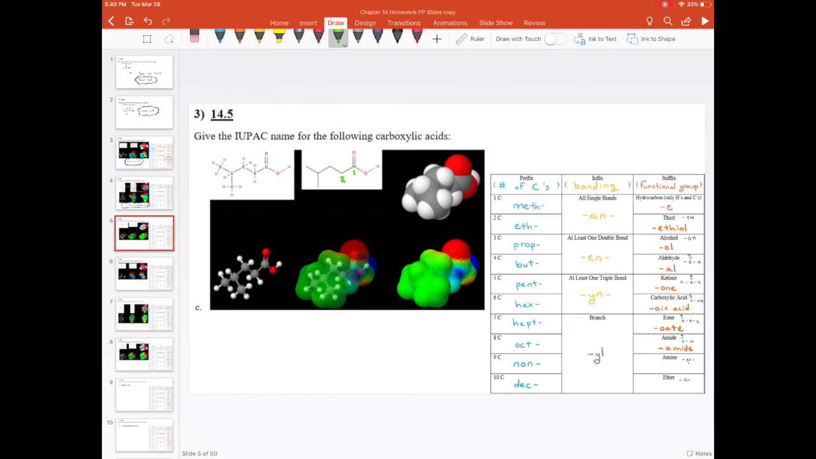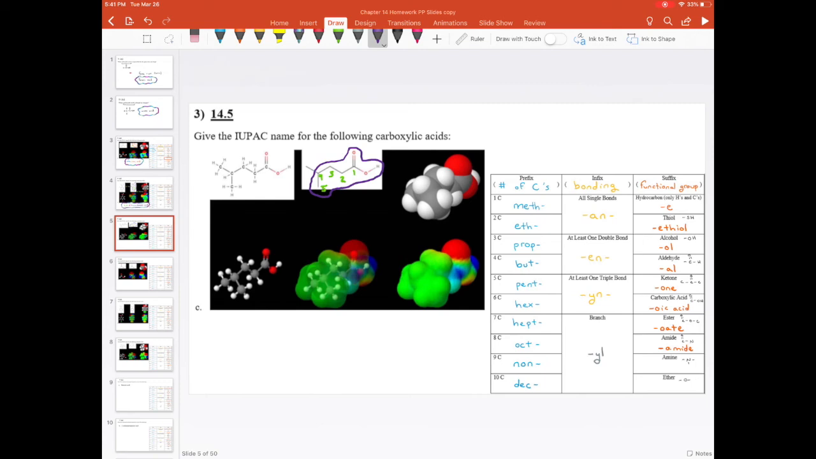We could have 1, 2, 3, 4, 5. That's one possibility. We could have 1, 2, 3, 4, 5. That's another possibility. Looks like the longest chain we can find is 5. And we have 2 that tie, so it doesn't matter which one we choose. I'm just going to go with the green one. And so I'll circle this. This is our backbone. So let's try to name that all by itself as if there were no branches on it. Then we'll worry about the branch.